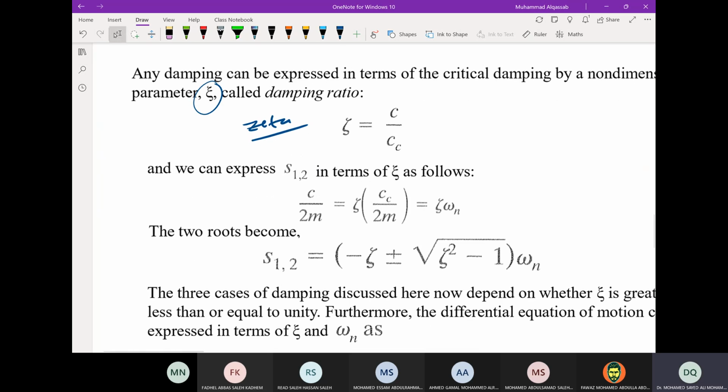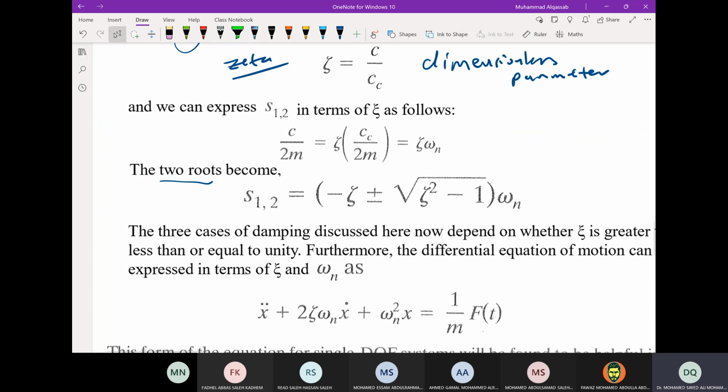And then you can use this as a dimensionless parameter now, because the value you are dividing, C over Cc, both quantities have the same units. So it will be a dimensionless parameter. You can write the two roots in terms of zeta as well, and that will give you a clear picture of how the oscillation is going to be.